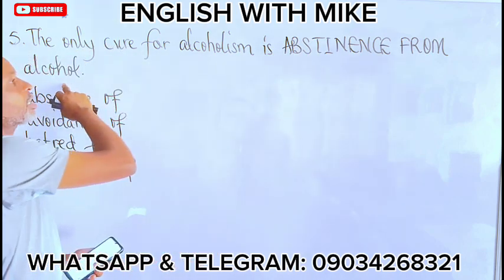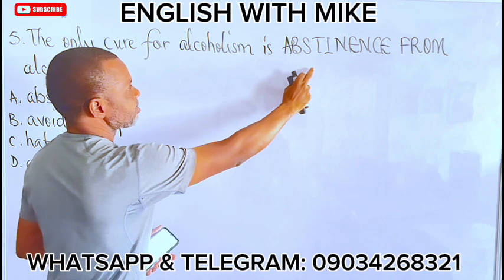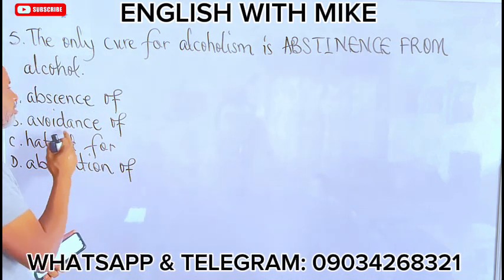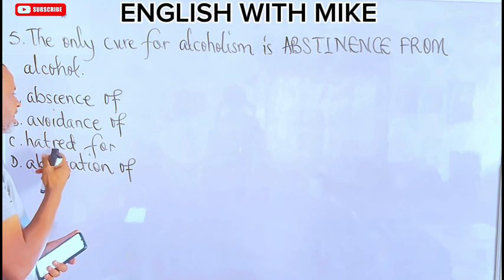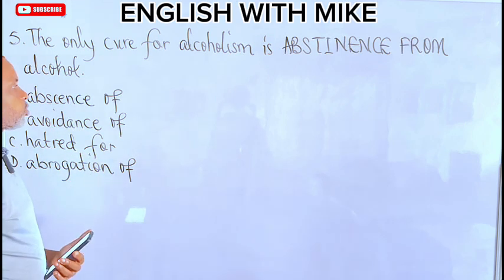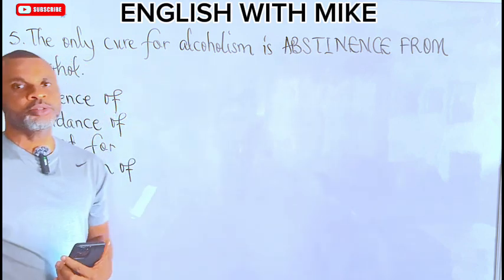Vocabulary development, synonyms, question number 5. From the options lettered A to D below, choose the word or phrase that is nearest in meaning to the one in capital letters. The only cure for alcoholism is abstinence from alcohol. What is the synonym for abstinence from? Is it absence of? Is it avoidance of? Is it hatred for? Or abrogation of? Which one is nearest in meaning to the words in capital letters?